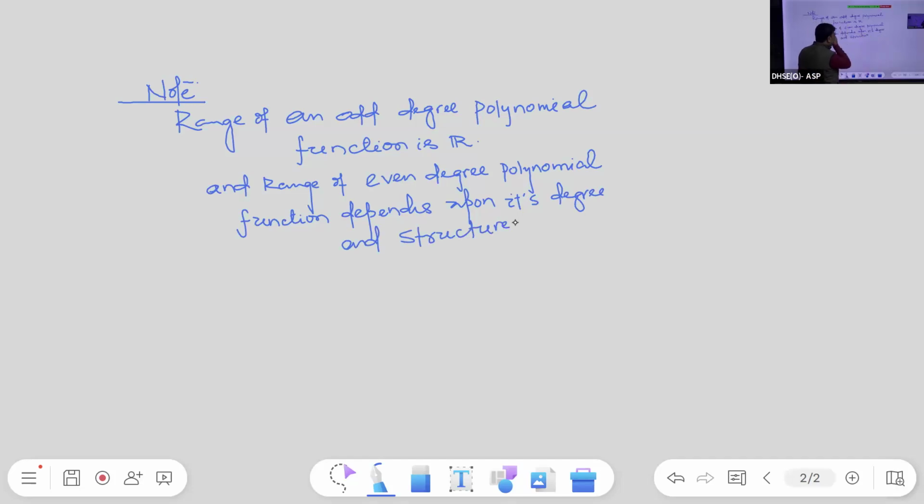Okay. If the function is f of x is equal to 2x plus 1, and the question is find the range of the function, range of the function will be R because it is an odd degree, first degree polynomial function. Odd degree polynomial function range is R. If the function is f of x is equal to x cube minus x, it is also an odd degree polynomial function. Range of the function is R. That means an odd degree polynomial function is capable of assuming any real value, right?